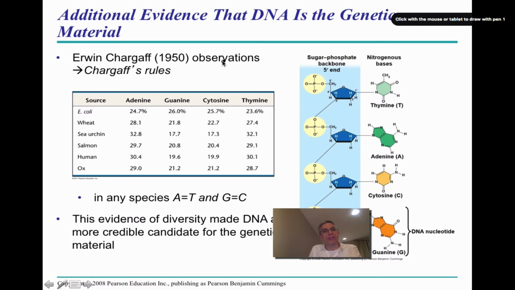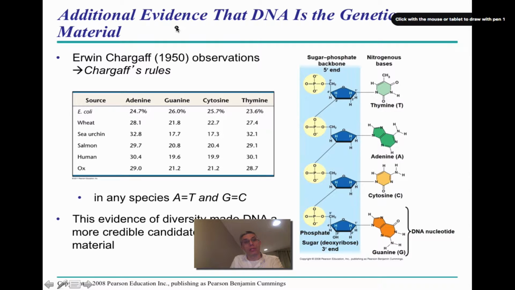Now, once we had all of this information, we also had some other scientists that helped to contribute to the evidence that DNA is the genetic material in cells. So another man by the name of Erwin Chargaff, and this again is around the mid-1900s, so 1950, made observations which helped him to establish something called Chargaff's rules. And the easiest way to explain this is to look at the table that you see right here. What he had done is he had taken various different sources for his DNA. In this case from E. coli, wheat, sea urchin, salmon, humans, and an ox.